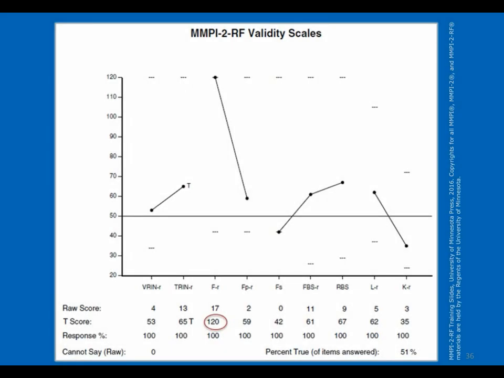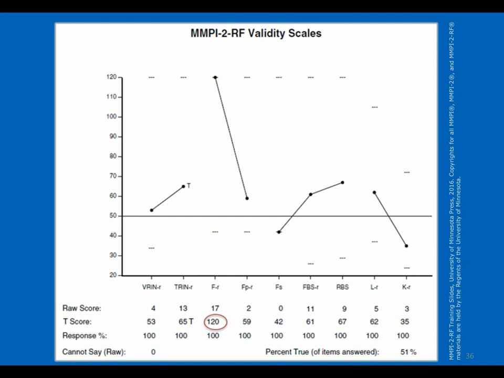In this example, we will again start by interpreting cannot say. We see that it's 0, so we're good there. Next, we will interpret the non-content based invalidity indicators, VRIN and TRIN. Both of those are within normal limits, so we're good there. We're able to proceed to the over-reporting validity scales. And we see a prominent elevation on FR, which has a T-score of 120. So T-scores at this level on FR invalidate the substantive scales of the MMPI-2-RF.